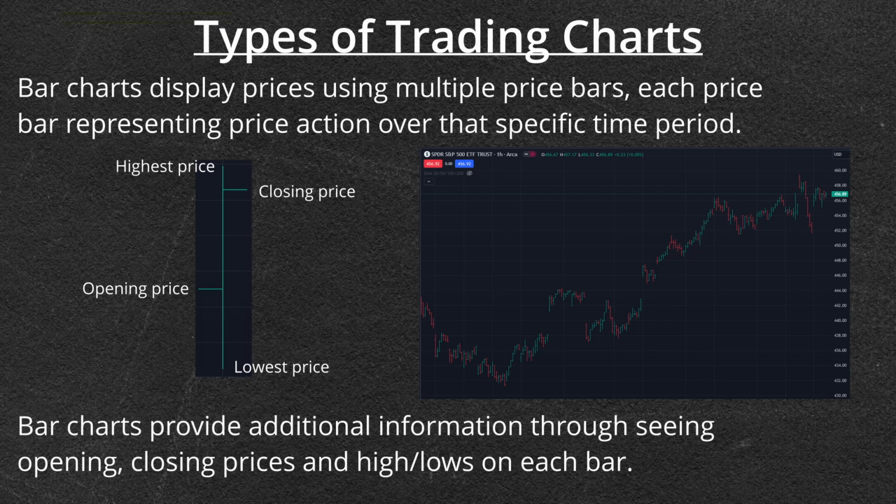Bar charts provide more information than a line chart, as we see where prices open and close for each bar, along with highs and lows for that specific time period, which makes it easier to determine price action and volatility.